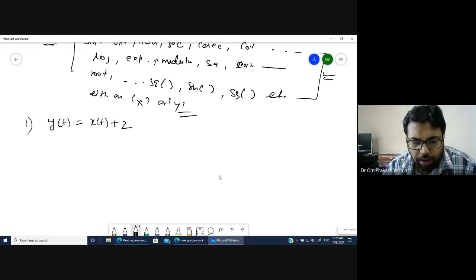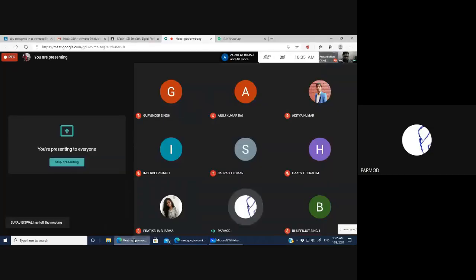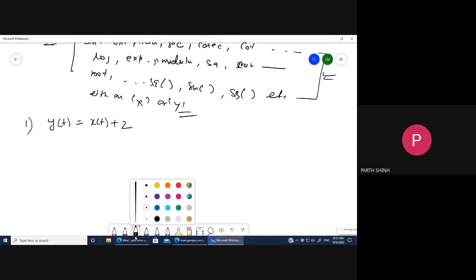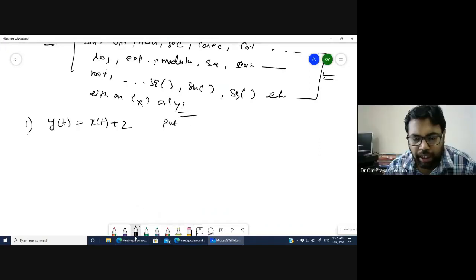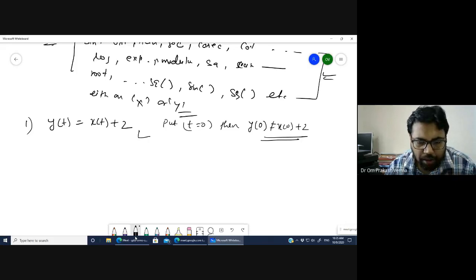y(t) = x(t) + 2. Non-linear. Why? Because when you put t equal to 0, obviously y(0) is not equal to x(0); it will come x(0) + 2. So it is a non-linear system.